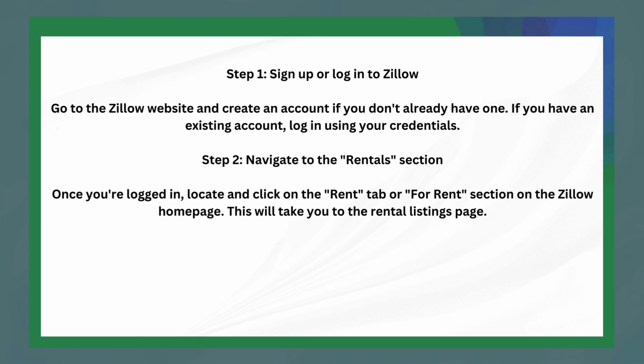The next step is to navigate to the rentals section. So once you are logged in, click on the rent tab or for rent section on the Zillow homepage. This will take you to the rental listings page.